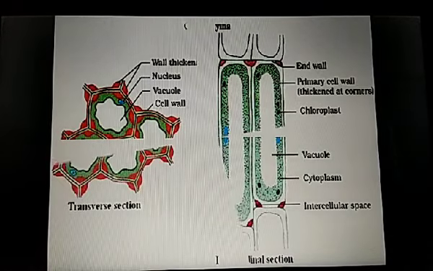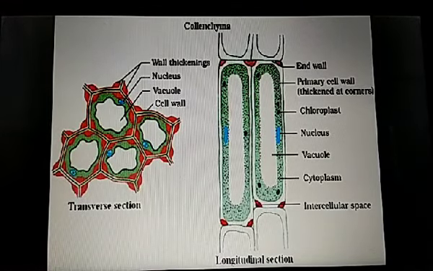So this diagram shows collenchyma in transverse section and longitudinal section. As you can see here, these are different types of collenchyma cells, and they are forming tissue. Wall thickening, yes, I have told you earlier, wherever they are touching each other or adjacent cells, they have thick walls, and the nucleus is present. The vacuole, of course, occupies most of the space of the cell.